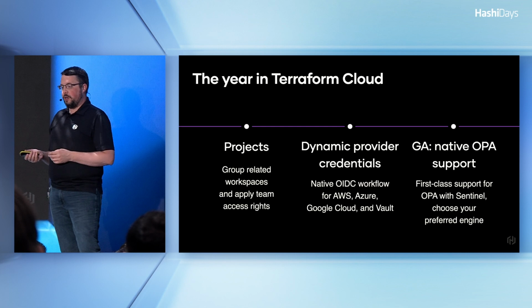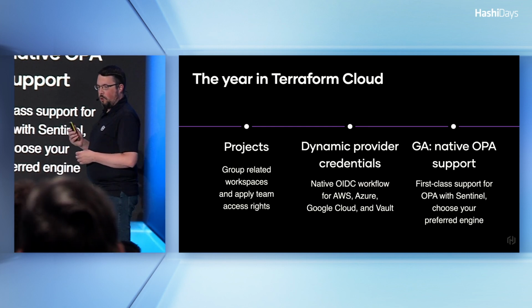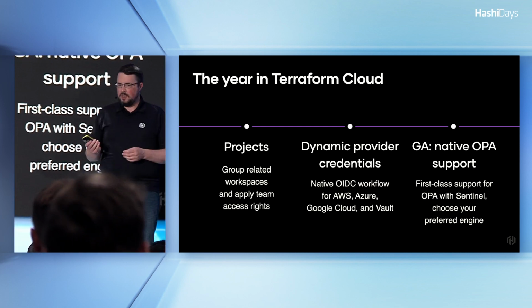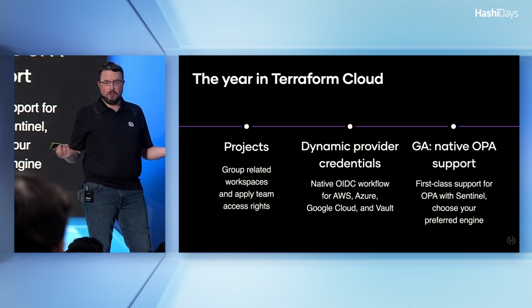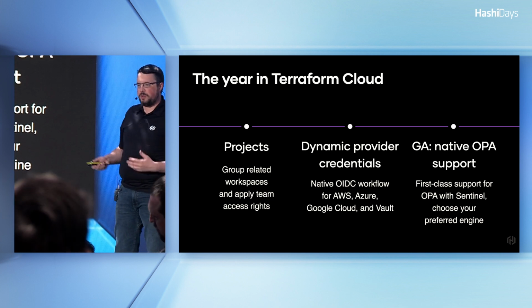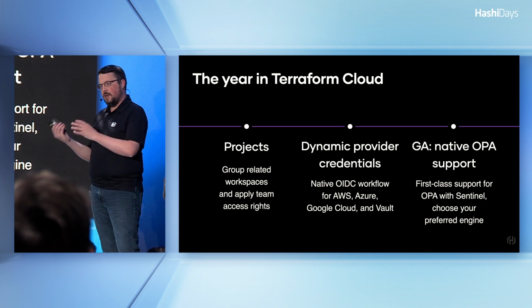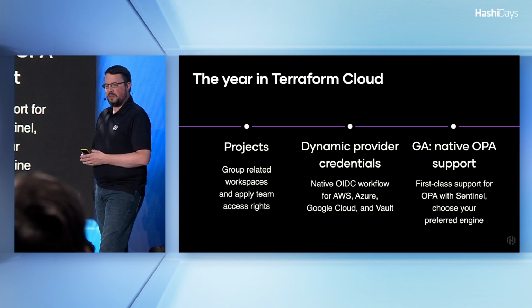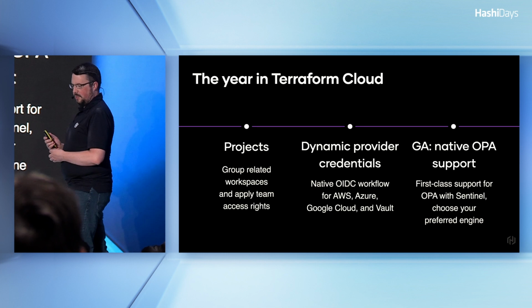We also saw in January the GA of our native support for OPA in Terraform Cloud, which gives you another choice for policy engine alongside Sentinel. So if you're more familiar with OPA, you're already using OPA in other areas, it is now a first-class option in Terraform Cloud along with Sentinel. So that was all January.